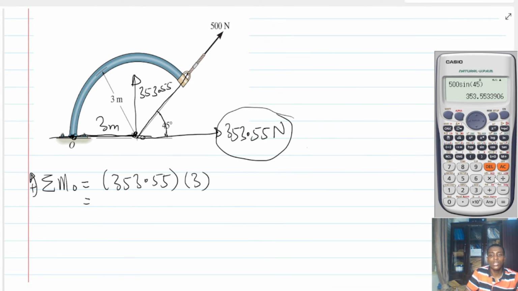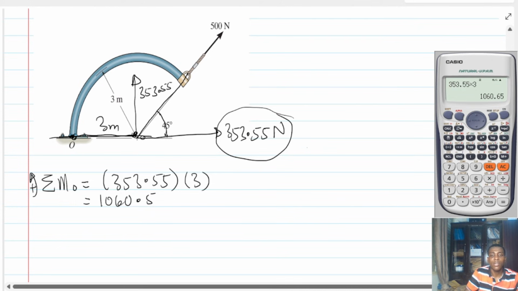And this is going to be 353.55 multiplied by 3. What is that? 1060.65 Newton meter. And this moment is going to cause counterclockwise about O. So we can either do this as counterclockwise or we'll write it.